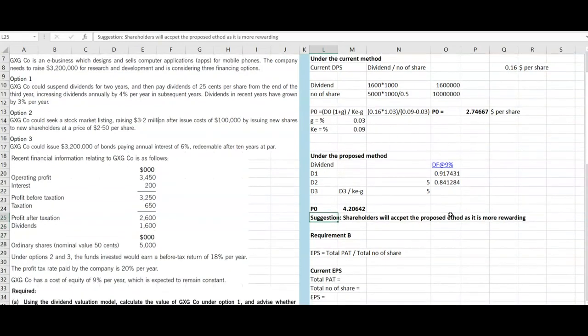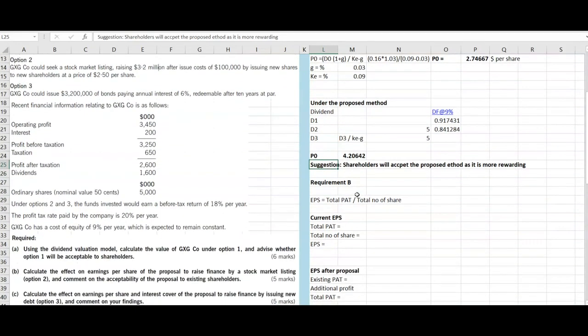So ensure that you understand this method, and we are good to go. We'll move on to the next problem.